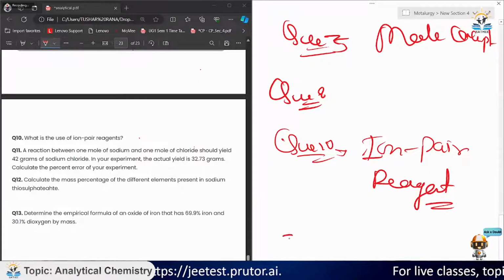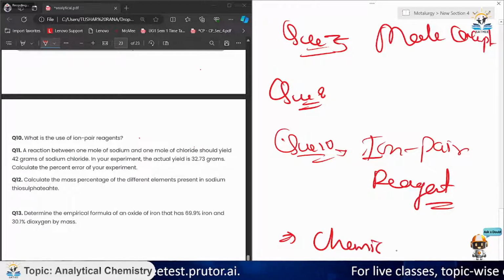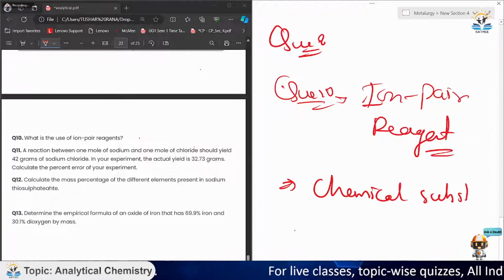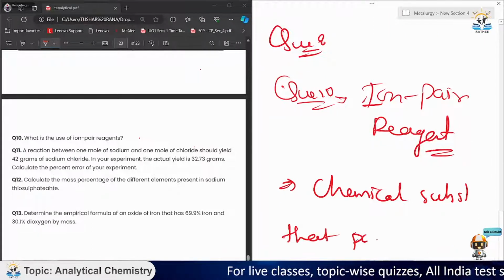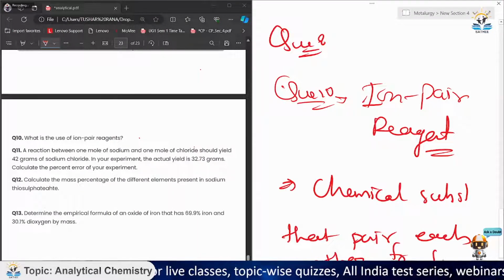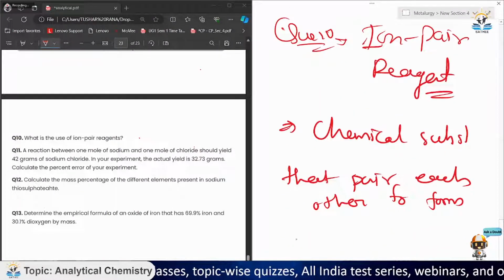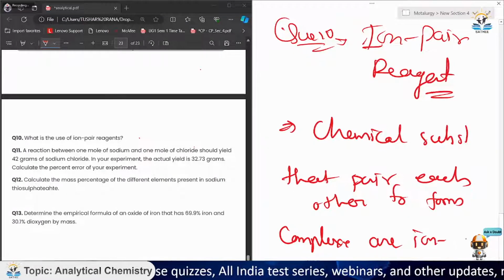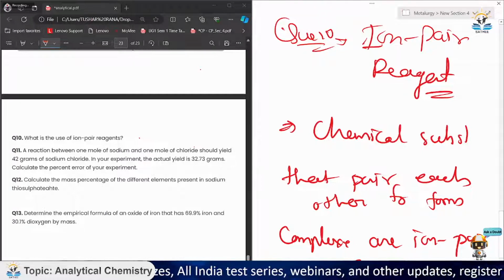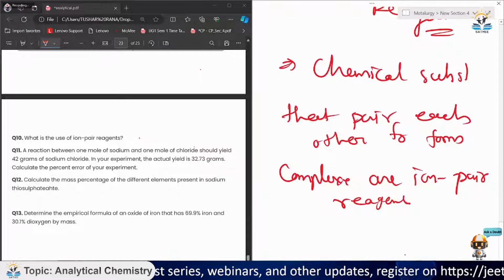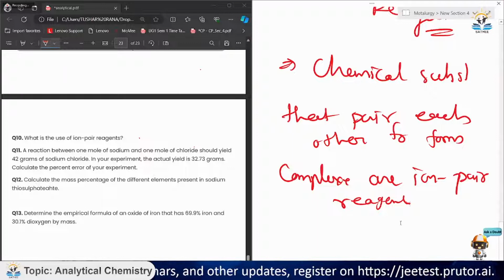What I mean to say is that chemical substances that pair with each other to form complexes are ion pair reagents. Okay. And this can be used to stabilize one of the more active molecules, to improve clarity or other properties, etc. Okay.